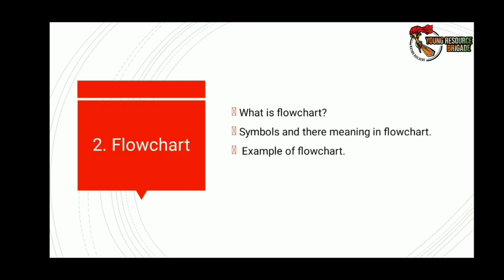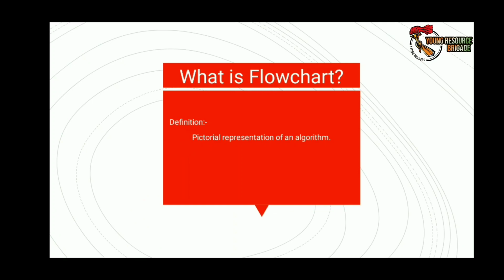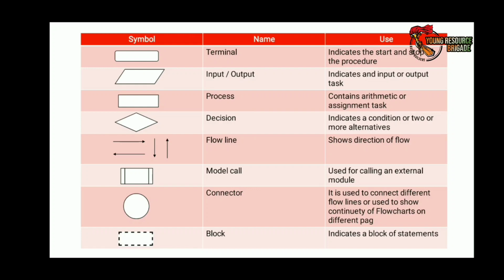So friends, next second topic, flowchart. Here step by step we are going to learn first what is flowchart, then second, symbols used and their meanings in flowcharts, then third, examples of flowcharts. And first, what is flowchart? Here we can see the definition of flowchart is a pictorial representation of an algorithm. It's called a flowchart.